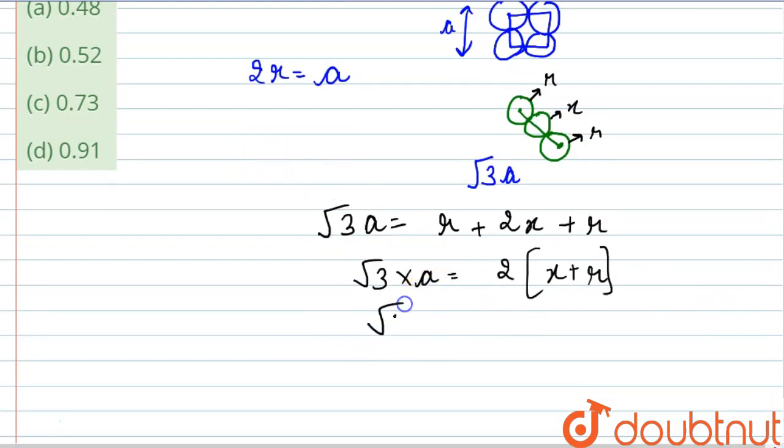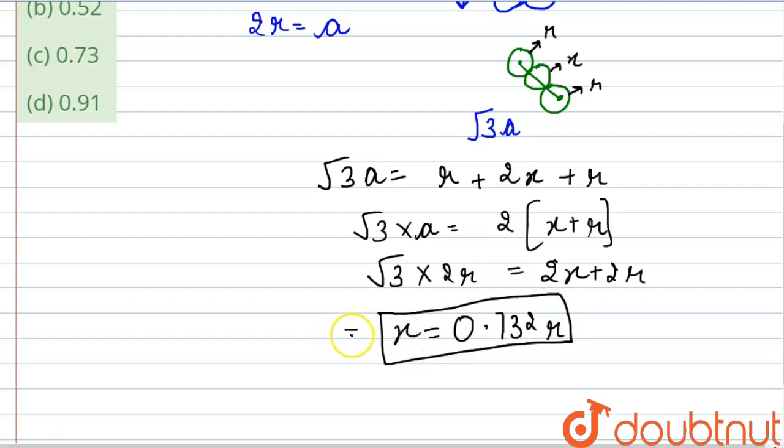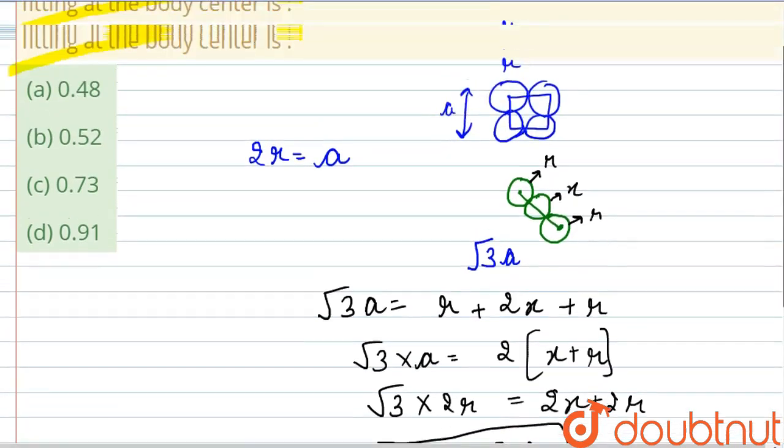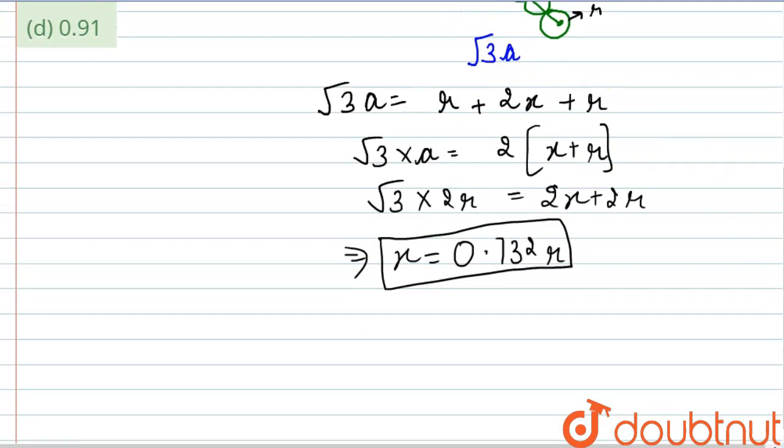We will fill in the values, that is √3 into 2R will be equal to 2X plus 2R. Now this will give 0.732 R equal to X. This is the relation between the radius of the interstitial atom and the radius of the simple cubic crystal atom. Now we have to find the packing efficiency of this.